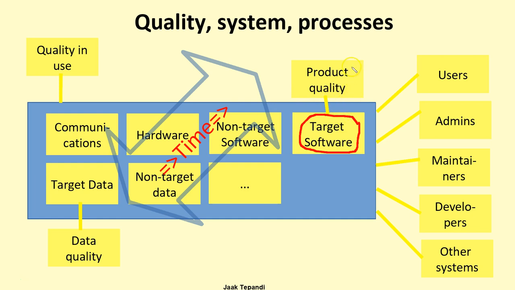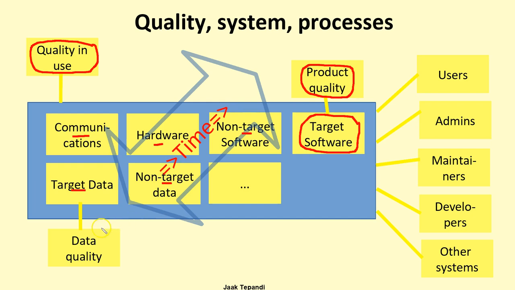So the target software is associated with the product quality, and we will see a product quality model in a few minutes. But besides that, the customer is also interested in quality in use. And quality in use refers to the system, and system includes many components. On this picture we see communications, hardware, non-target software, target data, non-target data, possibly also other items. So quality in use refers to overall quality of the system, which includes also target software.